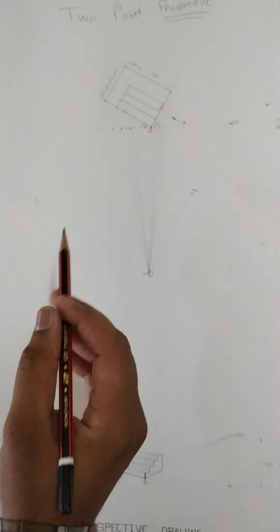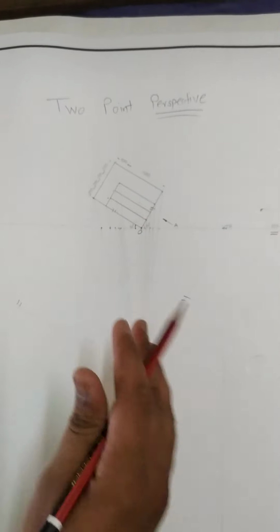So in this way you have to draw a two-point perspective of a given object in your full imperial size sheet.